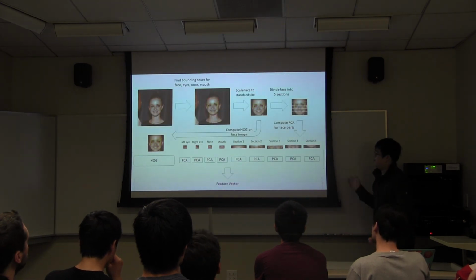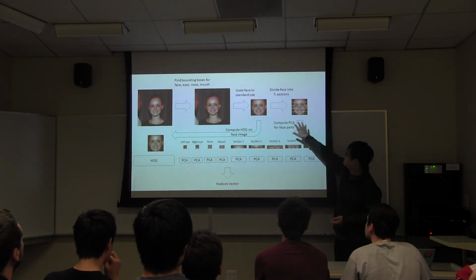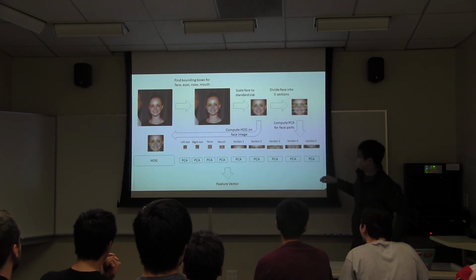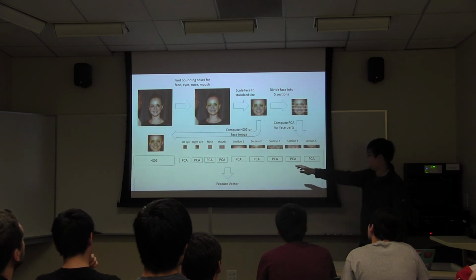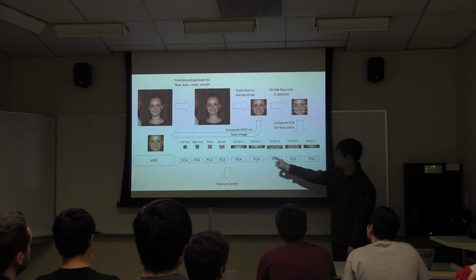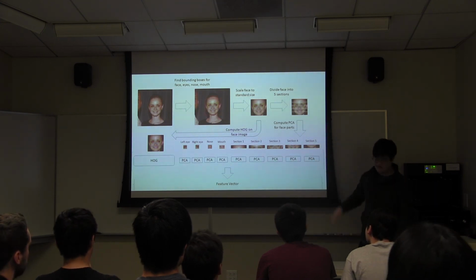So here's a diagram of the feature vector. As I talked about, there's the scaling and then dividing the face into 5 sections. So the features I was looking at were HOG, histogram of oriented gradients, on the face image, and then PCA on each of these smaller parts like the eyes, the nose, mouth, and then these 5 sections.